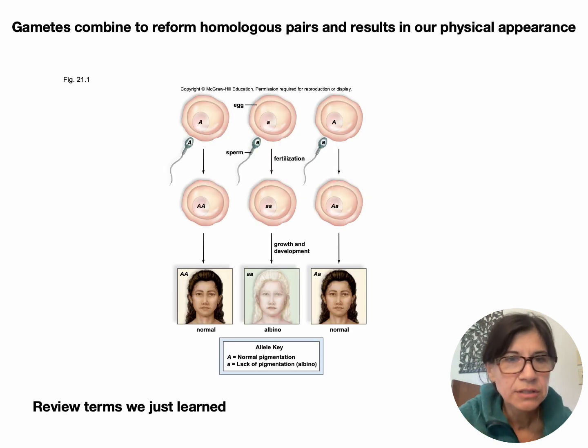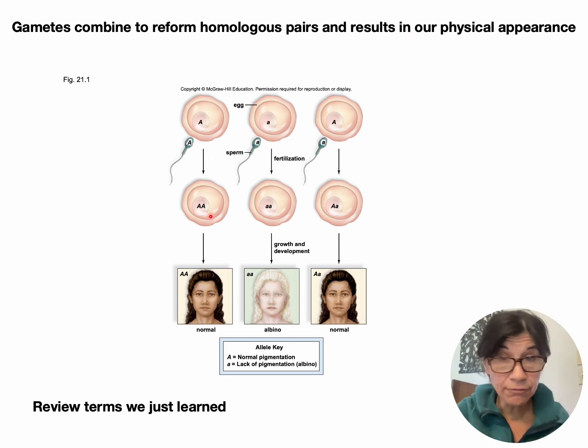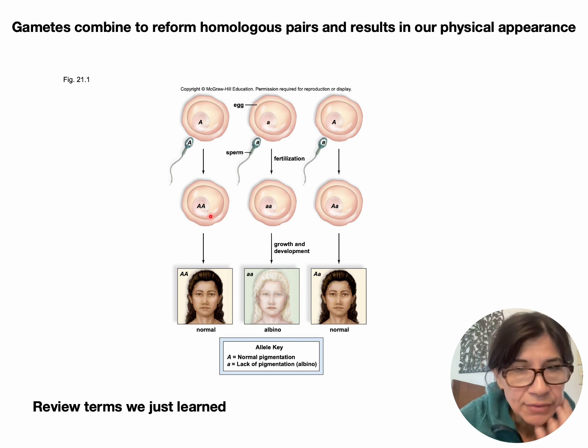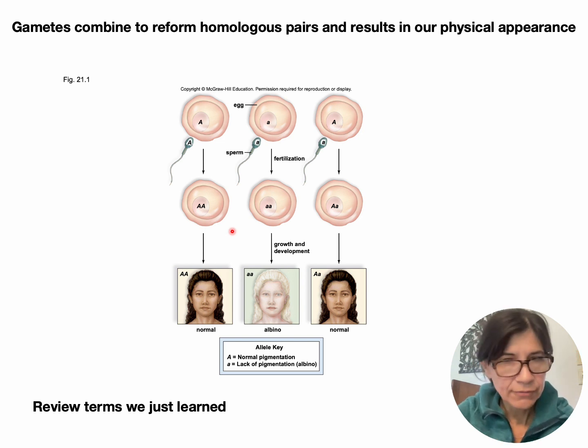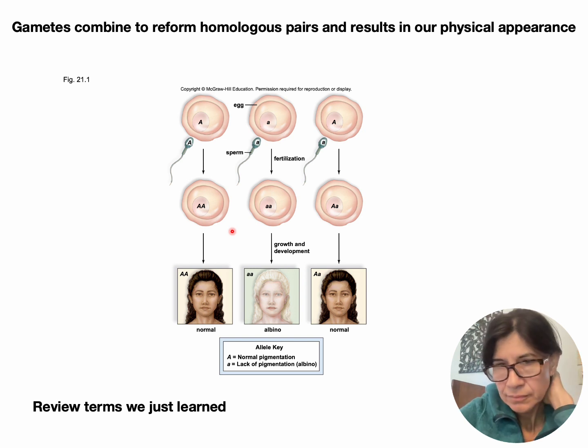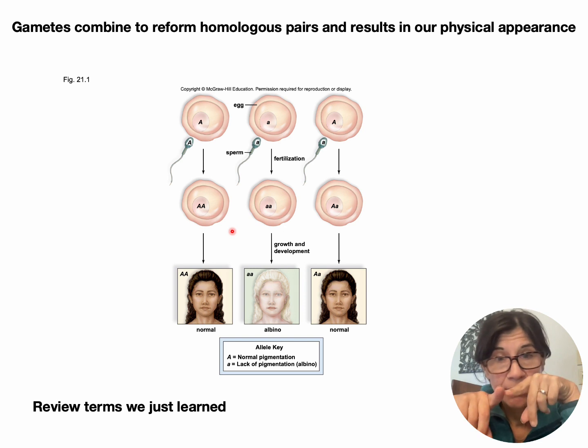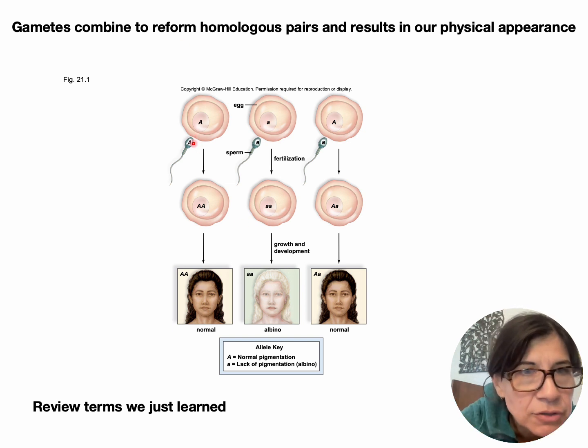Okay, so this is just a little more examples here. So gametes combine to reform homologous pairs and result in our physical appearance, right? So now we're looking at a different gene. We're looking at the gene for skin pigmentation. This is probably on a different chromosome than the eye color one. Remember, we have thousands of different genes. But again, each of these genes has 2 copies. Gametes only have 1 copy of each. Fertilization makes the zygote that reforms that. So look at these pictures. So now we're looking at skin pigmentation.